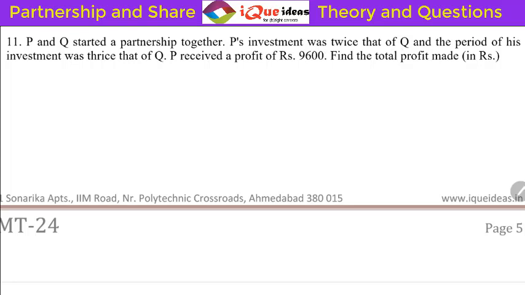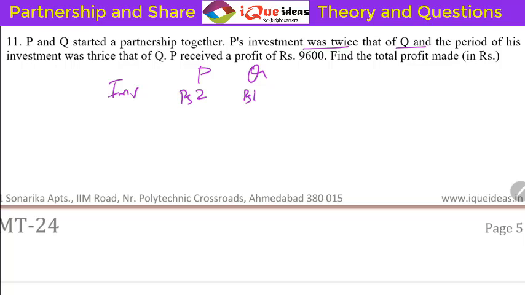P's investment was twice that of Q and the period of his investment was thrice that of Q. Alright. This is a direct question. Let's say investment P and Q. P's investment was twice that of Q. Suppose Q invested 1 rupee. Then P must have invested 2 rupees because P's investment should be twice of that.